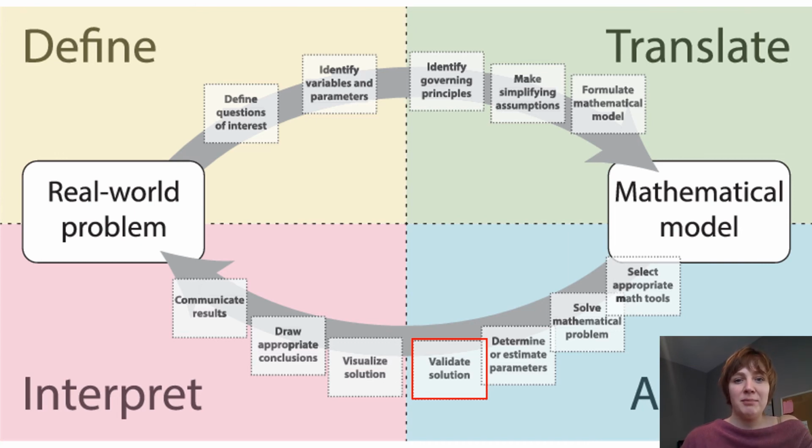This stage is called model validation. However, in this class, we work with equations that have already been validated by others, and so we don't need to take this step. Instead, we can move on to visualizing the solution and drawing conclusions.